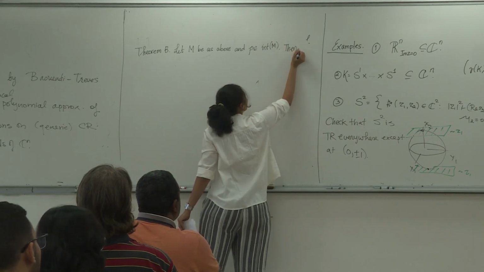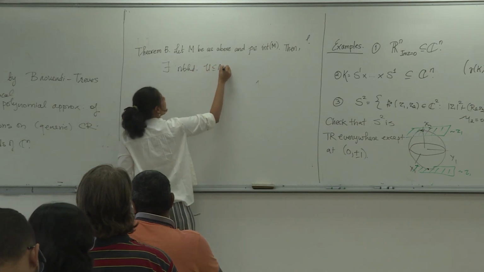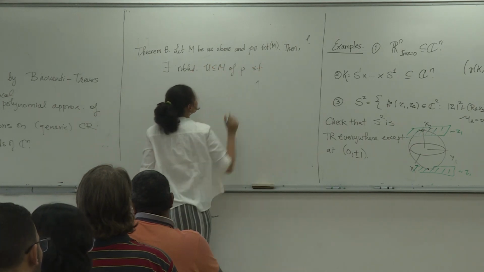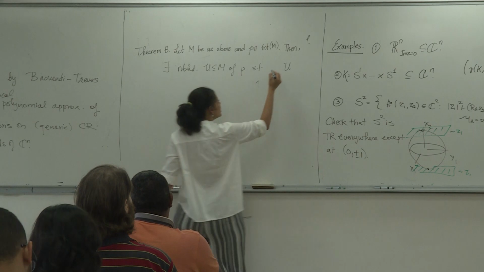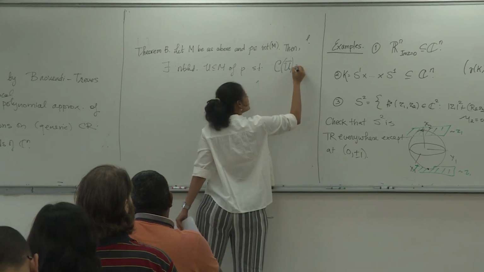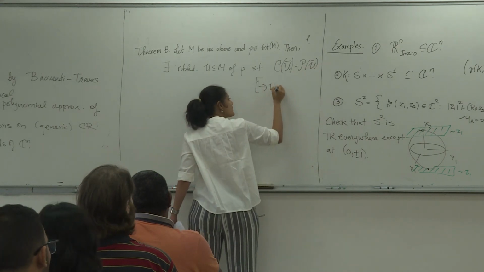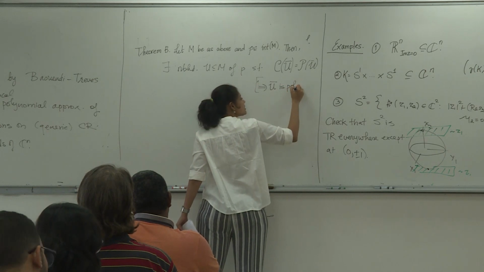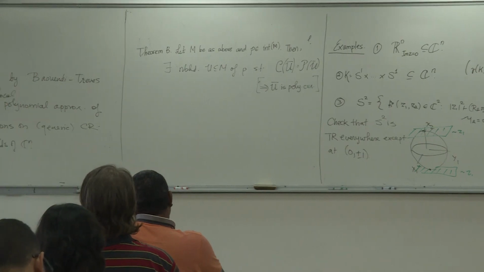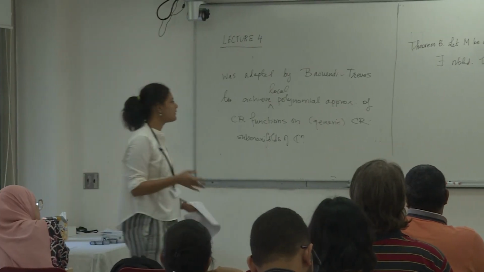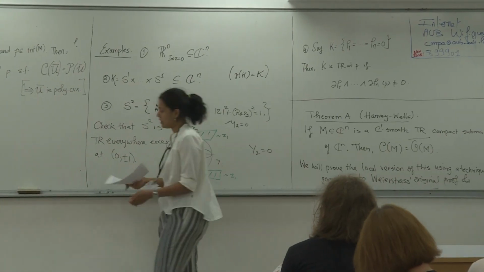Then there exists a neighborhood U inside M of P such that I have not only the Mergelyan property on U closure, I in fact have this very strong approximation property, which, by the way, if you remember, implies that U closure is polynomially convex. So you might come across the statement that totally real manifolds are locally polynomially convex. This is what it means: around every point you can find an open neighborhood whose closure is polynomially convex.